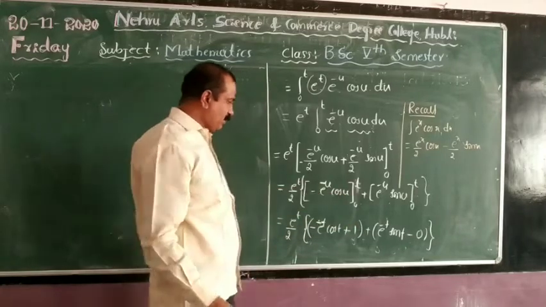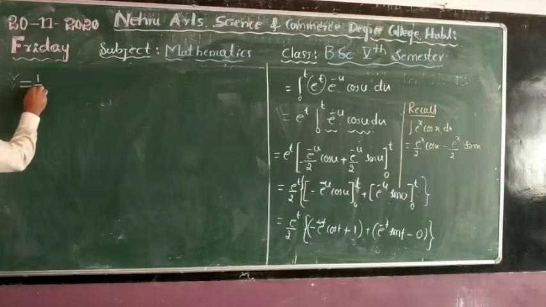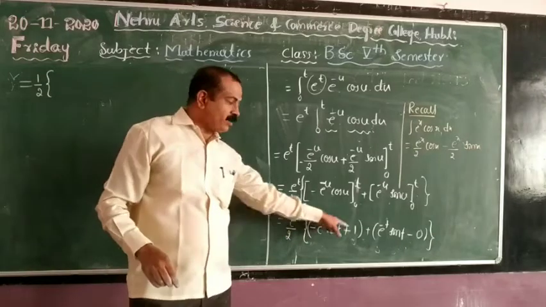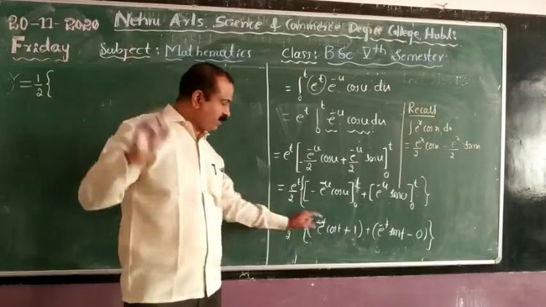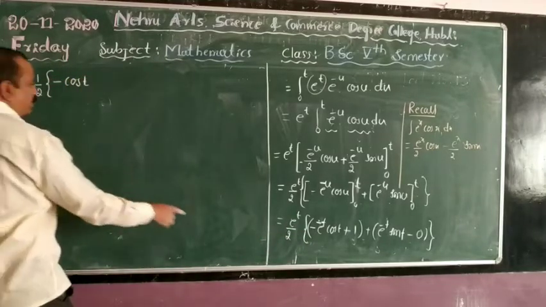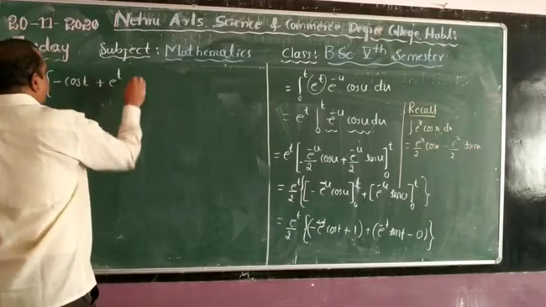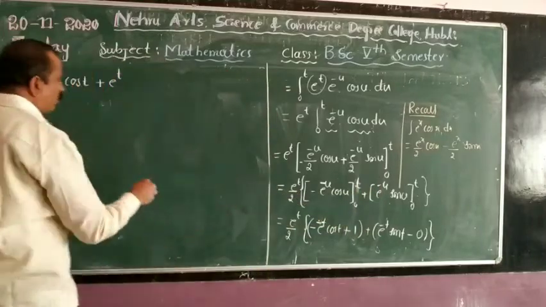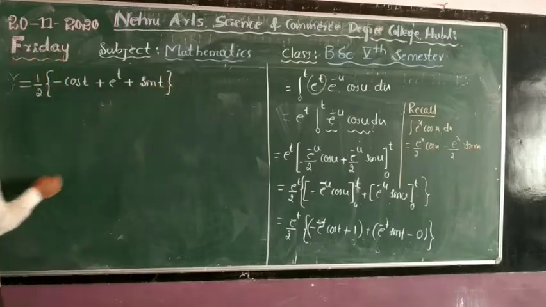Okay, let us multiply these. I will put the 1 by 2 outside the bracket. 1 by 2 into bracket. E raised to t is multiplied here. E raised to t into e raised to minus t is 1. Only I left a minus cos t. Now there is a 1 into e raised to t, plus e raised to t into e raised to minus t is 1. We left a plus sin t.